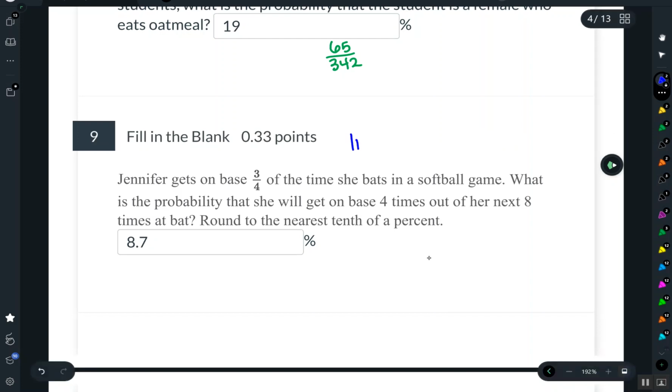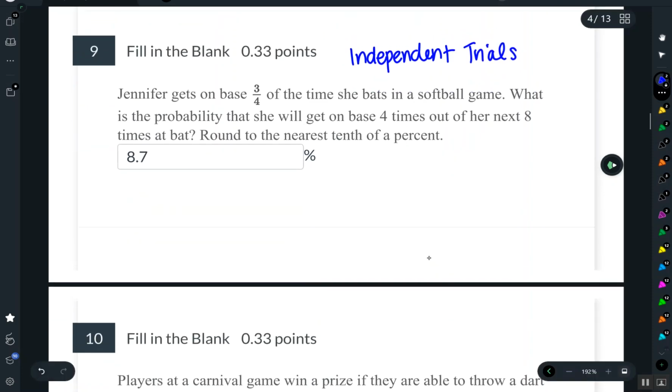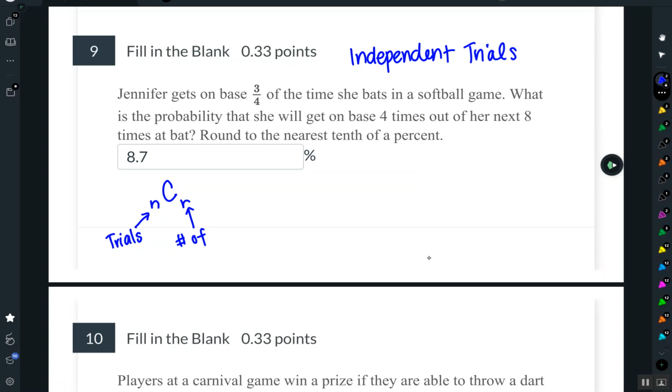This is an independent trials problem. My brain just mixed them up, sorry. Independent trials. Okay, so pretty much what we have to do is a combination where n is the number of trials and r is whatever they're asking about. If you look right here, it says, what is the probability that she will get on base 4 times? So r is the number of successes of those trials.